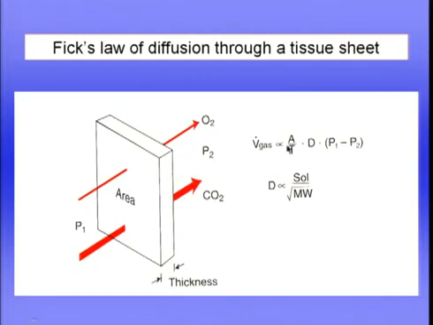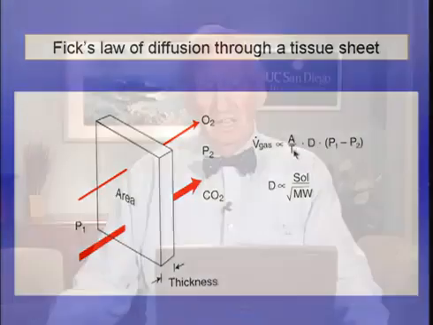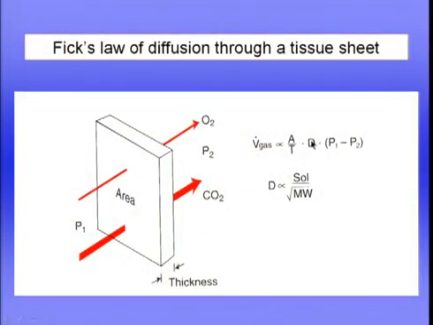Inversely proportional to the thickness, and again that makes sense, because clearly the thicker the barrier, the more obstruction there is to the passive diffusion through it. Proportional to a diffusion constant called the diffusivity, which we'll deal with in a few minutes, and also proportional to the difference in partial pressure, P1 minus P2, across the barrier.